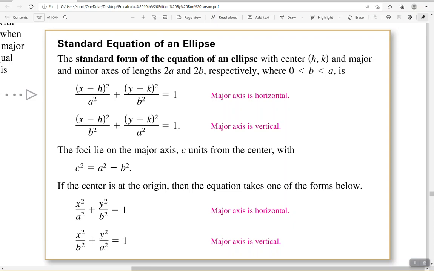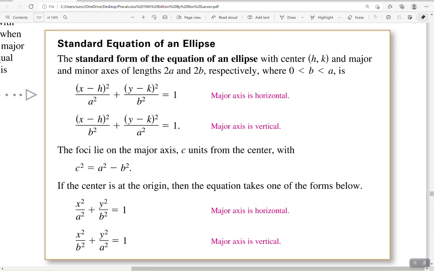We have a formula for when the major axis is horizontal. So this is an elongated horizontally ellipse. Notice the difference. The a squared is under the x minus h, whereas for the vertical major axis, the a squared is under the y minus k. So when your ellipse is elongated horizontally, the larger length goes under the x term. The larger length goes under the y term when it's a vertical elongated ellipse.